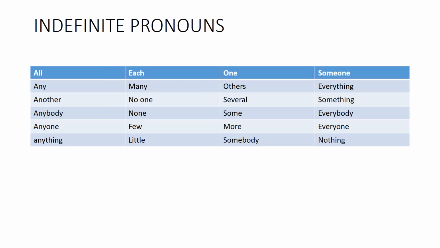Indefinite pronouns. Indefinite pronouns are pronouns that refer to one or more unspecified beings, objects, or places. You can see some examples on the screen. Now, let us make sentences using indefinite pronouns.